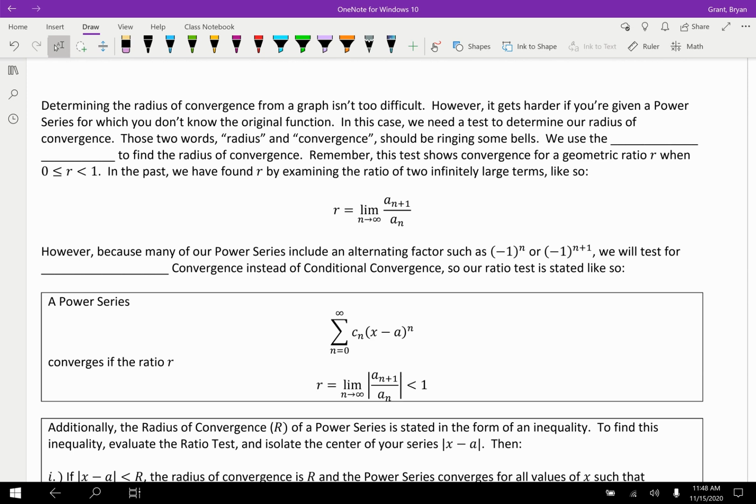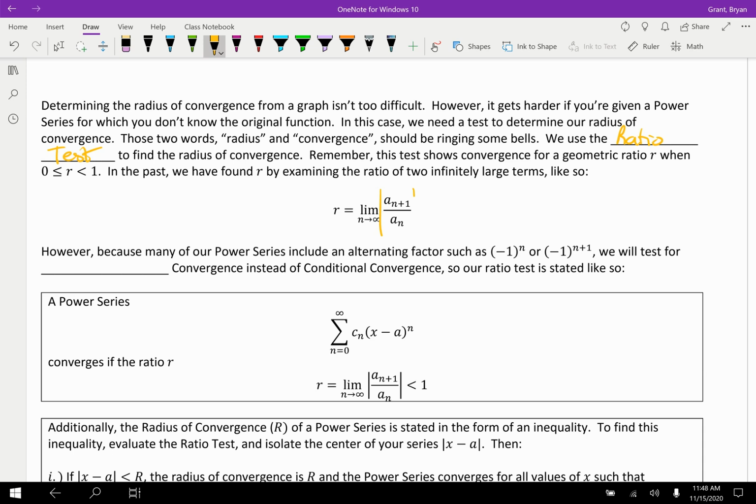And in this case, we're going to need a test to determine our radius of convergence. However, the words radius and convergence should be ringing some bells. We are going to use the ratio test to find the radius of convergence, because remember that this shows convergence for a geometric ratio, and we know that our answer for our geometric ratio in the ratio test has to be between 0 and 1.